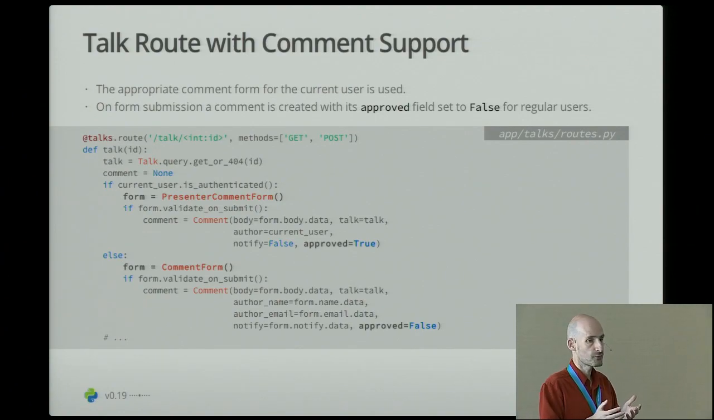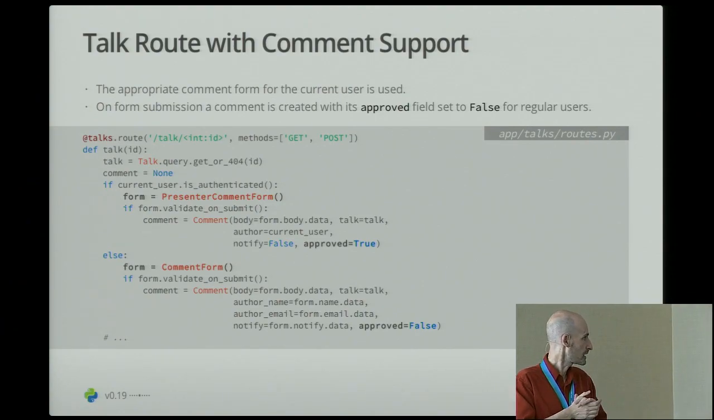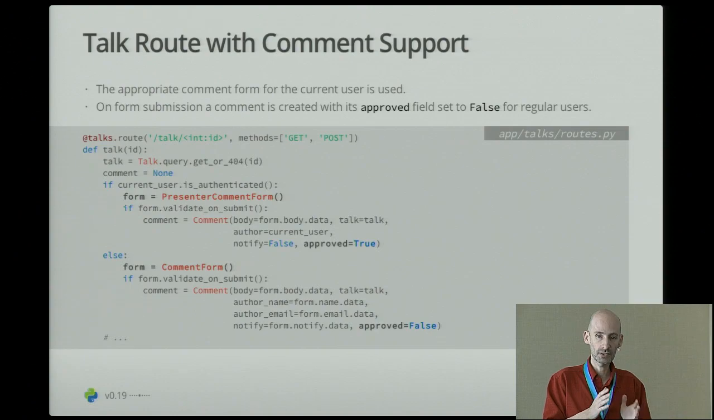Because I have two forms, the route gets a little bit more complex. So this is the top part. The next slide shows the bottom. Instead of running one form, now I need to decide which form to show. I do that by checking current user. If current user is authenticated, my form is going to be the presenter form. Else, it's going to be the regular user form.